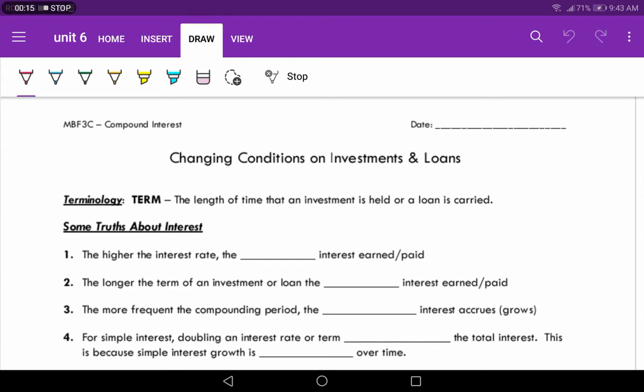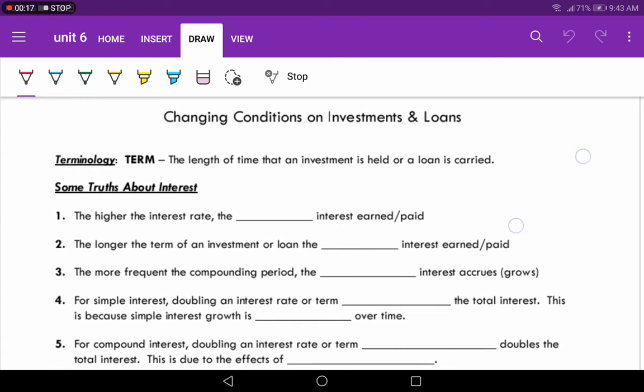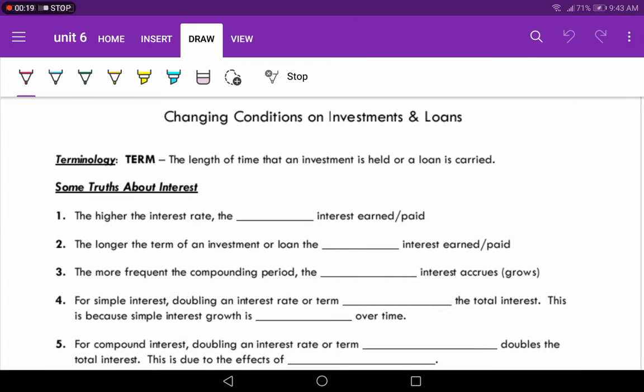Just to start off, a quick term that you might not have known the meaning of up until this point, and that term is actually "term." When we're talking about investments and loans, term is the length of time that an investment is held or a loan is carried. So the amount of time your investment is sitting, or the amount of time you have your loan in your hands before you pay it off. Okay, a quick summary here.